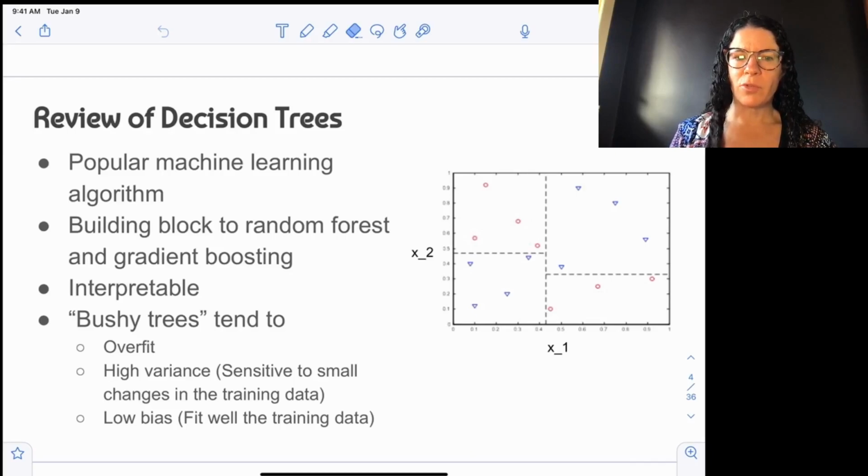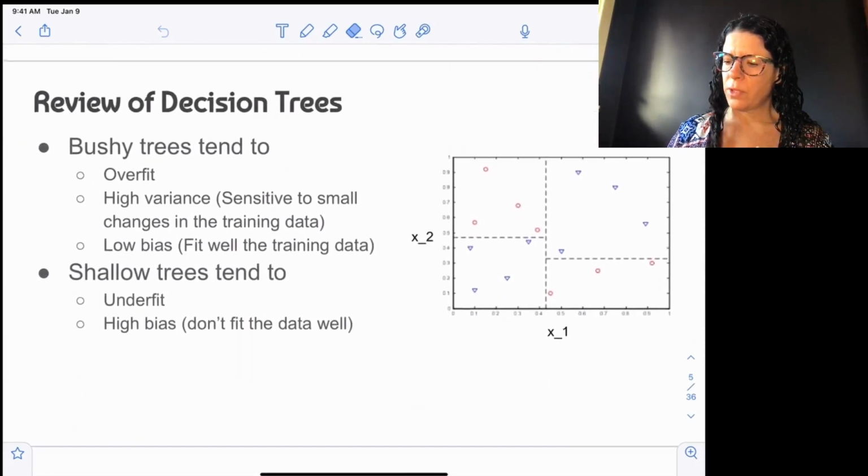If a decision tree is not too bushy, let's say not too deep, it's interpretable, so you can understand what is happening. A bushy tree is basically a tree that is very deep. We think about these trees as in general they tend to overfit. They have a high variance. High variance, remember, is when the model itself is sensitive to small changes in training data. It has low bias, so it fits the data well.